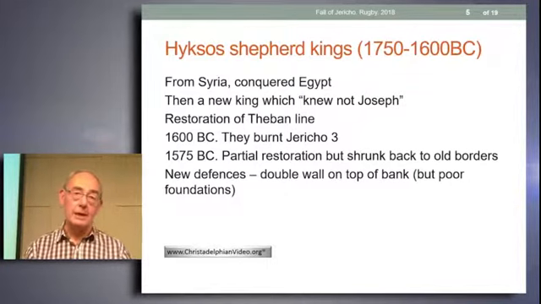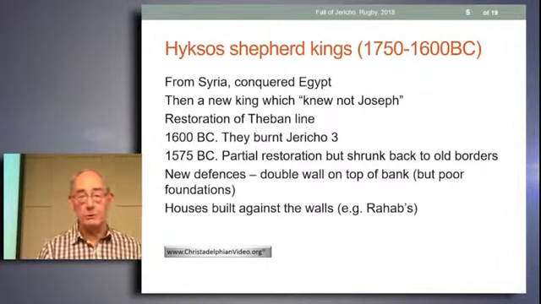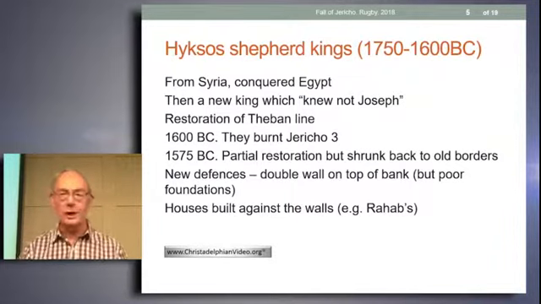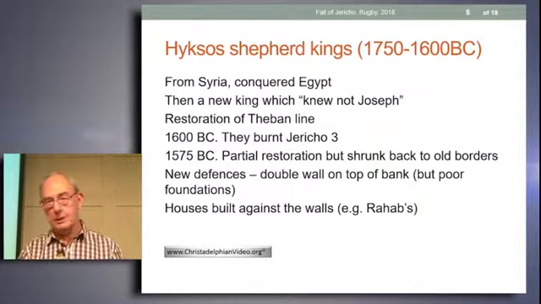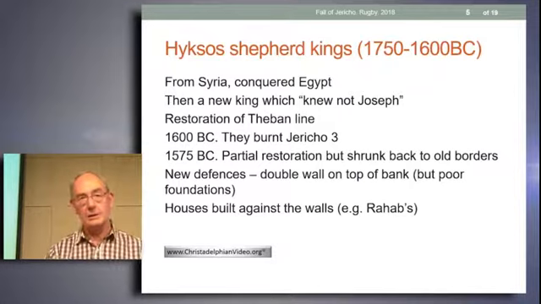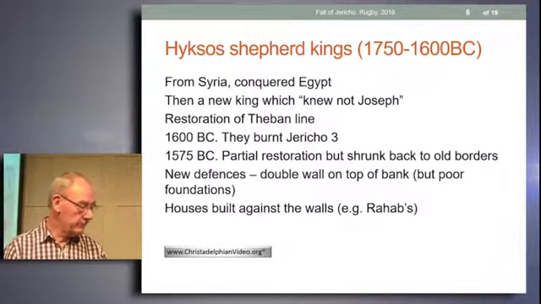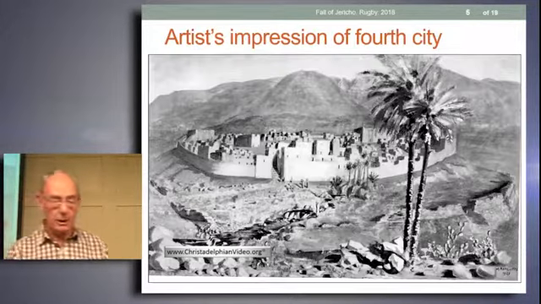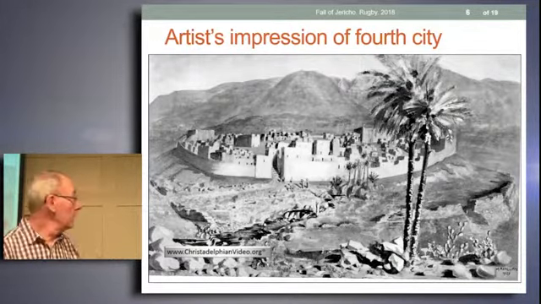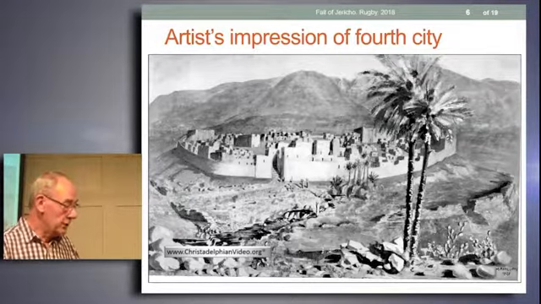And also they tended to build houses against that outer wall. And maybe Rahab's house was one of those. But it wasn't a good idea to build domestic property against a defensive wall. There's this artist's impression of the fourth city.